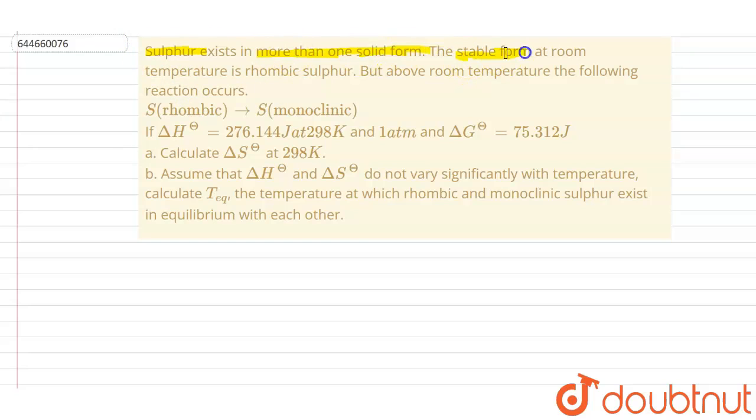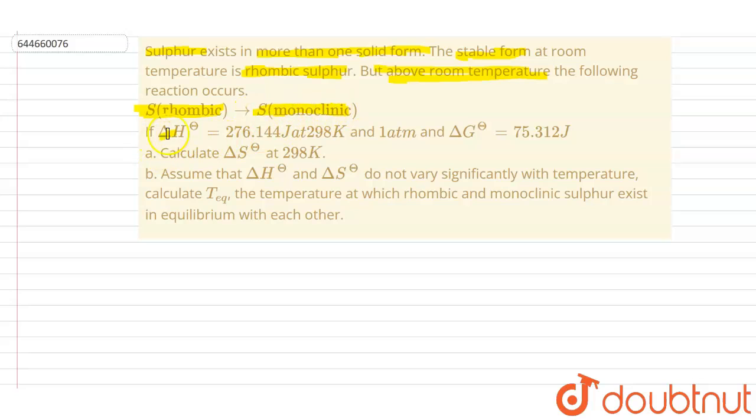Hi friends, the question is: sulfur exists in more than one solid form. The stable form at room temperature is rhombic sulfur, because the most stable form of sulfur is rhombic sulfur. But above room temperature, the following reaction occurs: sulfur rhombic will get transformed into sulfur monoclinic.